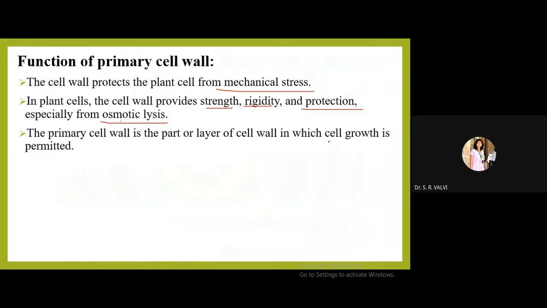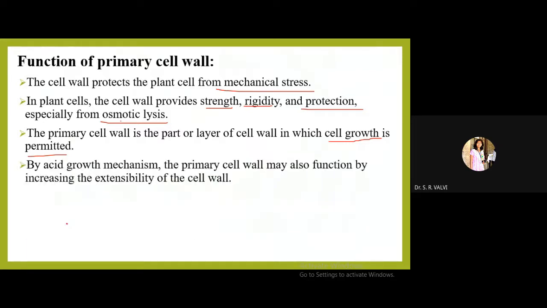Primary cell wall, next function, see, is the part or layer of cell wall in which cell growth is permitted. So see, why is cell growth permitted? Because as we have seen, it's very thin, it is an extensible layer and elastic in nature, right? So that's why growth takes place due to this primary cell wall. Then by the acid growth mechanism, see, this is one kind of mechanism where the primary cell wall functions by increasing the extensibility of the cell wall, right?